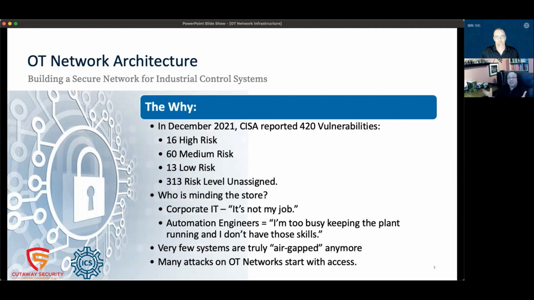313 were yet unassigned. They just haven't been evaluated yet. And then when you get to the OT, the question is who's minding the store? Who's taking care of this? If this is what the attack theater looks like, who's taking care of it? Corporate IT, a lot of times they've been told don't touch the OT network. So it's not their job.